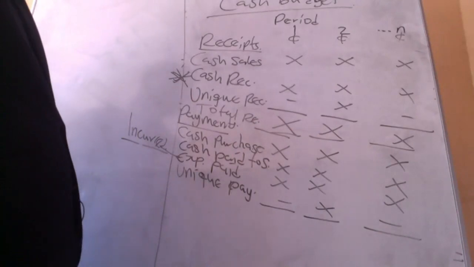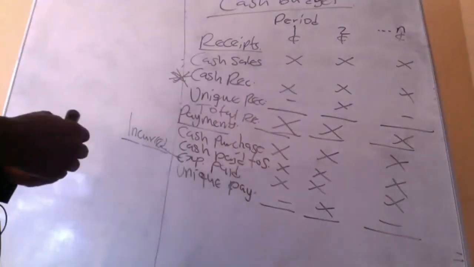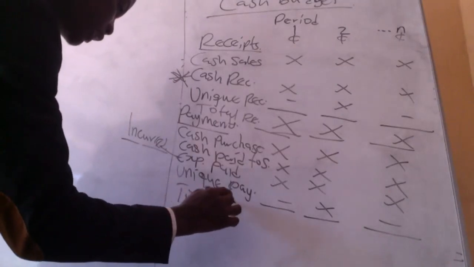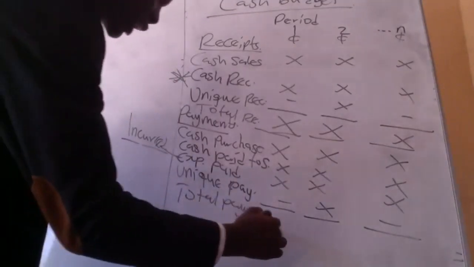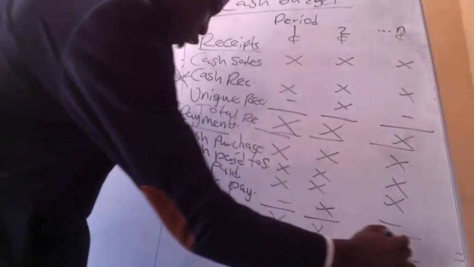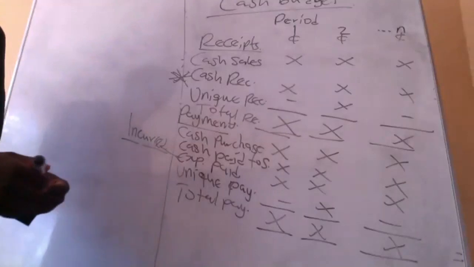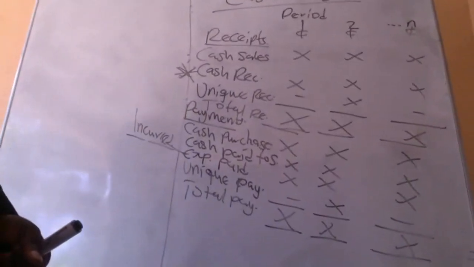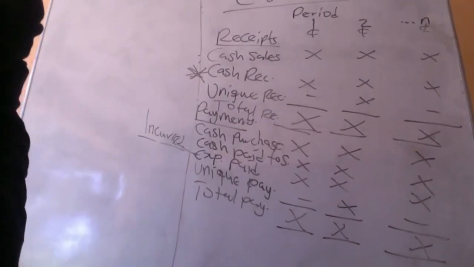Good. Then we go to the total payment. Go to total payment. We sum it up. Now watch carefully how we are going to do the balancing. Yes. So there are other types, but this is the method that we want.